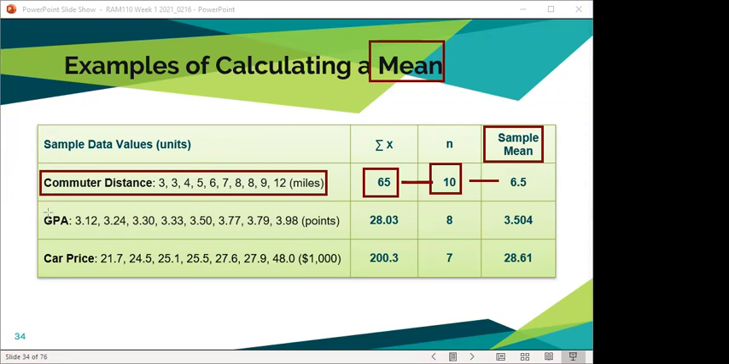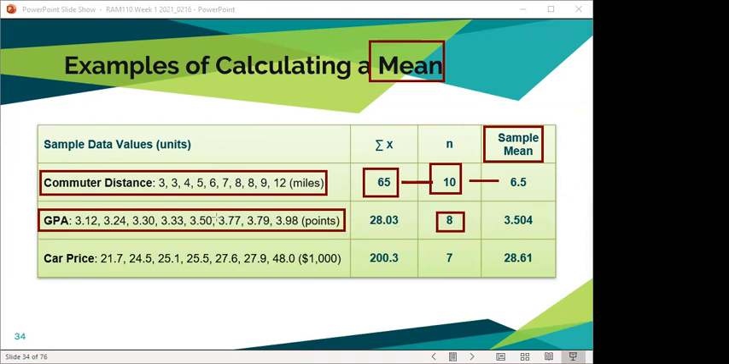Next, GPA. We've got all these different GPAs measured to 2 decimal places. How many? 8 of them. And what if we added up all those GPA numbers? They would add up to 28.03. So you could do this in Excel, you could do this on a calculator, and 28.03 divided by 8 gets you 3.504.